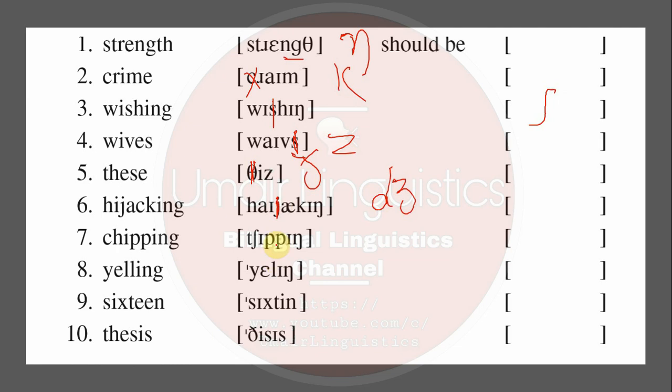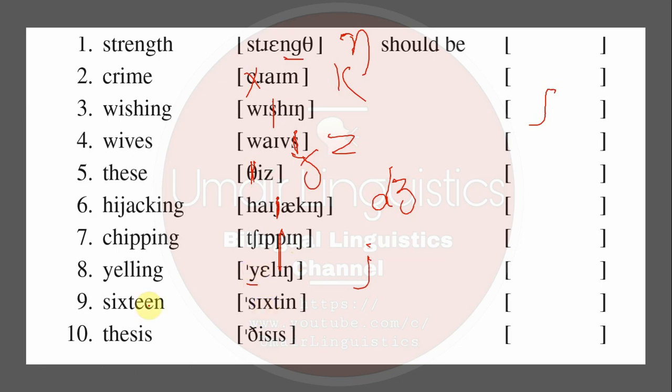Then chipping: there is no purpose to include two p sounds. Even one p sound is enough. So it will be like chipping, not chipping only. In yelling, the problem is in this sound y. Instead of y, we have to use this sound, so it is yelling. The other y is another sound which we shall discuss in the incoming chapters. This is used for some other purposes.